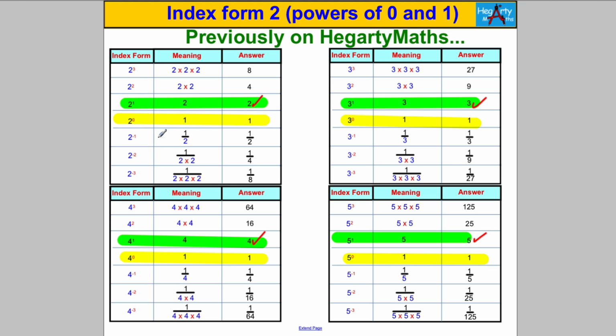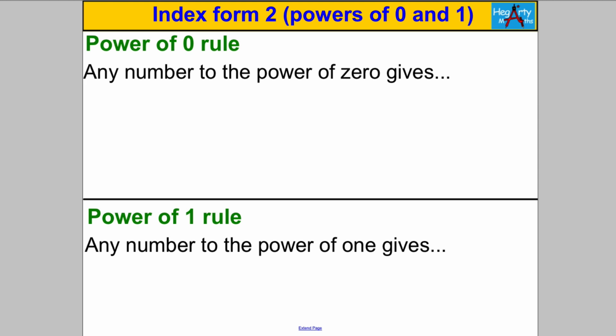Easy. Now, 2 to the 0, students sometimes think that's 0. Based on the patterns we've discovered previously, anything to the 0 is 1. 2 to the 0 is 1, 3 to the 0 is 1, 4 to the 0 is 1, 5 to the 0 is 1, Bob to the 0 is 1, Cat to the 0 is 1. Anything to the power of 0 gives you 1, okay? Right. Let's take this forward then.